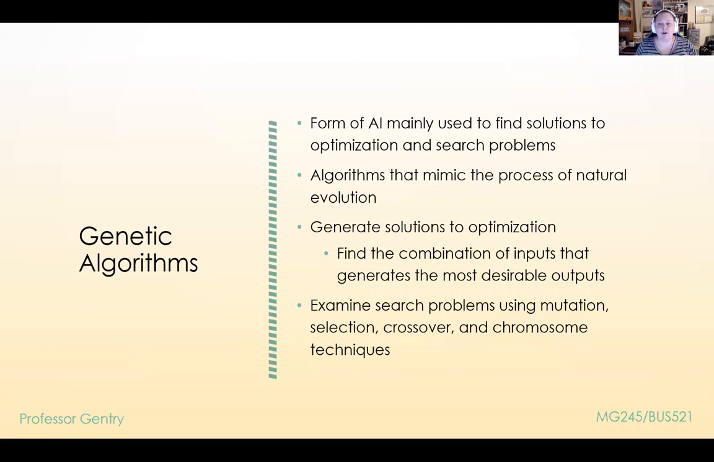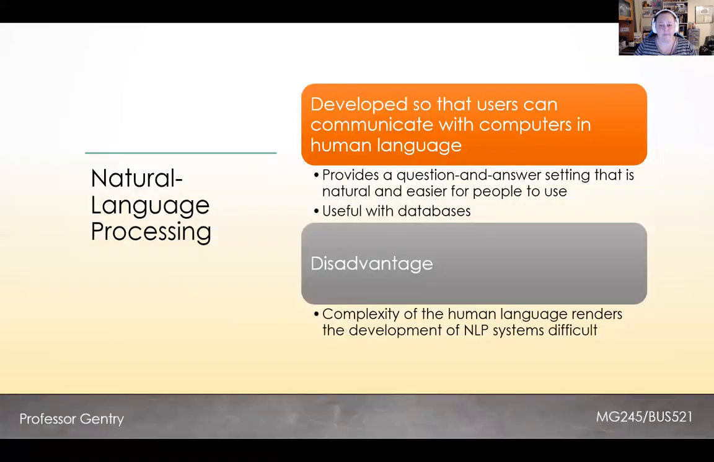Genetic algorithms are not as widely accepted as the other topics we've already covered, but they're becoming a little bit more recognized in the industry. They're typically used to find a solution to an optimization and search problem. Genetic algorithms are used with problems that deal with many input variables. They find the combination of inputs that generates the most desirable output.